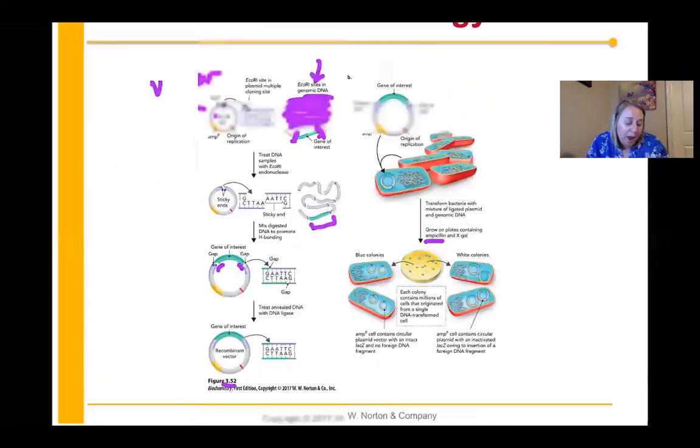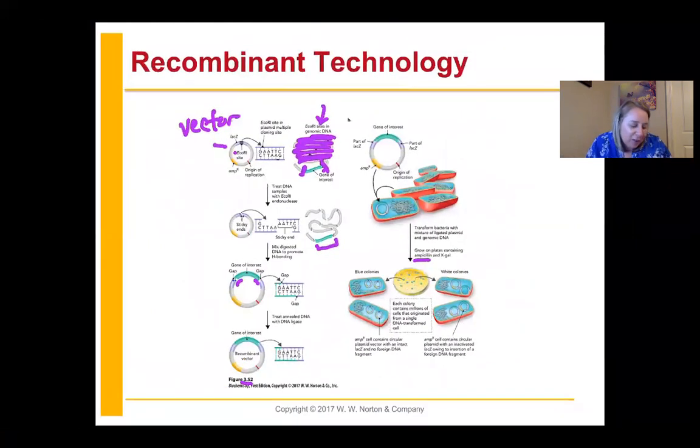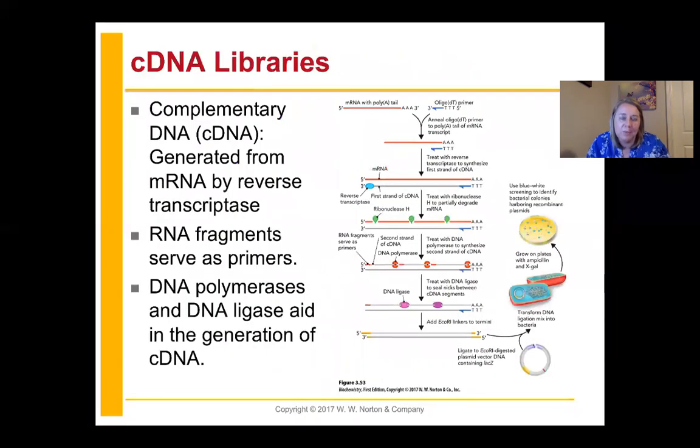So that's how we get the gene we want, a human gene, into a bacteria. And now we can tell that bacteria, go make insulin, right? Or do whatever it is. I use that as my example, but there are so many other things that you can do.